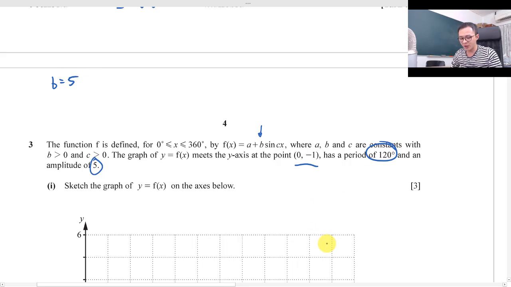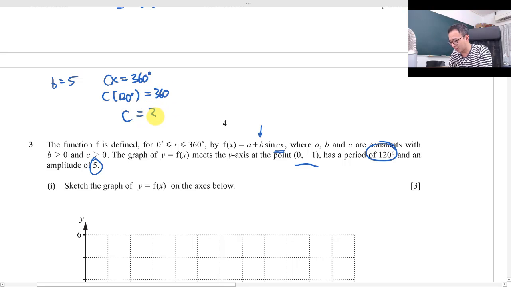And the period can help us to find the c over here, because for sine and cos, the cycle of sin(cx) will always equal 360. So I will say cx equals 360, because this is fixed already. For sin x, one cycle is 360. The period is 120, so you need to sub the 120 into the x here. So c times 120 equals 360. So c equals 360 divided by 120, so you get 3. After I get my b and c, I can find my a easily by using the coordinate.